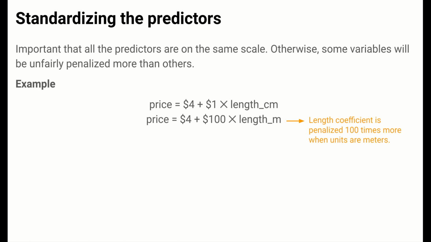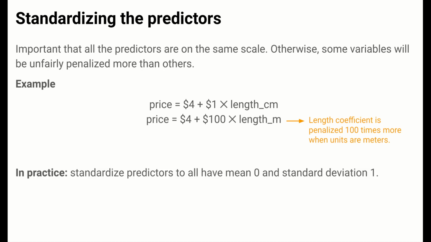For example, let's say that the price of some fabric is well captured by the model, $4 plus $1 per centimeter. If we convert centimeters to meters, we have exactly the same information, but the coefficient for the length variable is multiplied by 100. In LASSO, the length variable will be penalized 100 times more in units of meters than centimeters. This isn't fair to the length variable. In practice, we standardize the predictors so that they all have mean 0 and standard deviation 1. This ensures that all variables are on the same scale and are penalized equally.